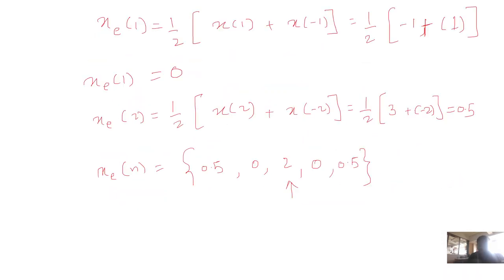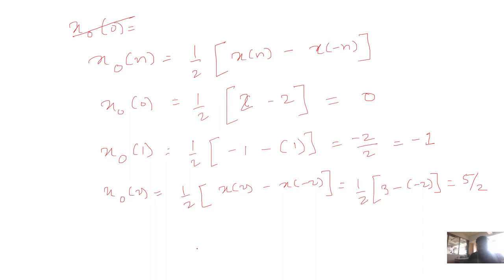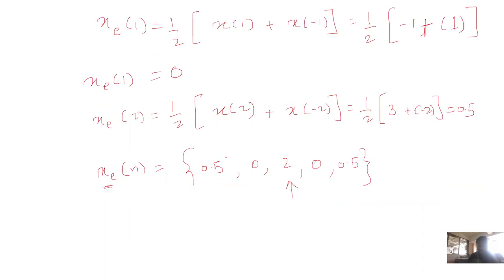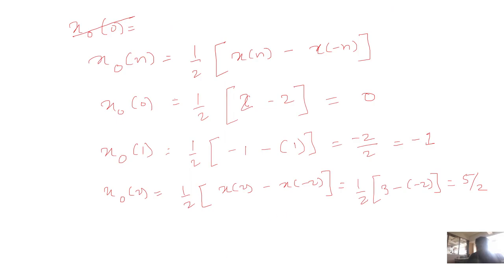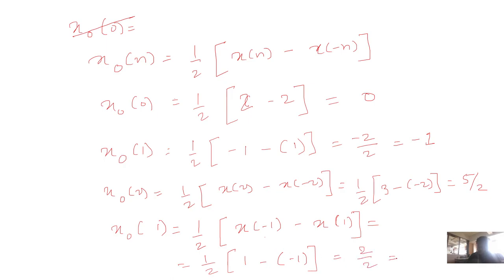Okay, but understand this, what we had said over here is because this was even, whatever was on the positive side it was going to repeat on the negative side. What will happen with the odd one is, suppose let me calculate x odd of minus 1. It is going to be half of x of minus 1 minus x of 1. What is x of 1 in our case? It is 1, so half of 1 minus minus 1, and that is going to be plus, so it is going to be 2/2, and therefore it is going to be 1.